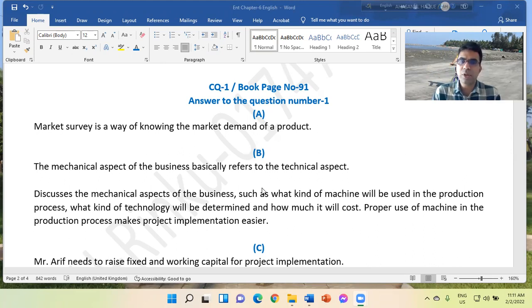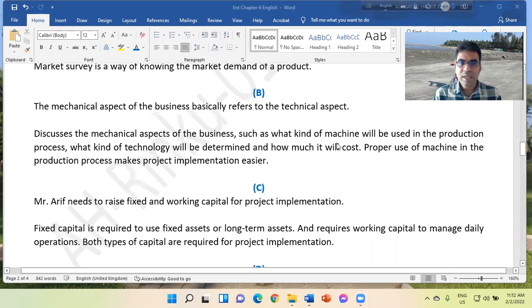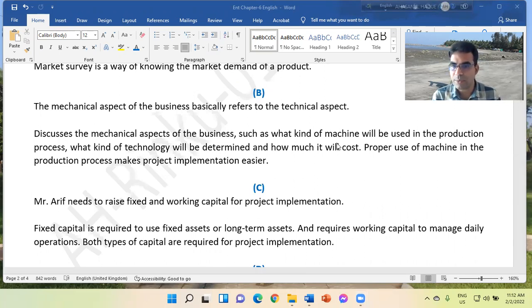There are two types of capital that will be required to implement Mr. Arif's project. Which are the fixed capital and working capital? Which types of capital? Tell me. Which types of capital? You are not telling.